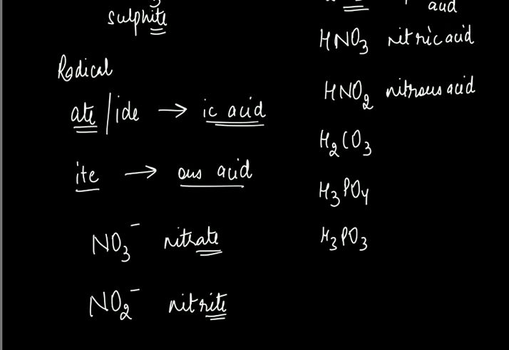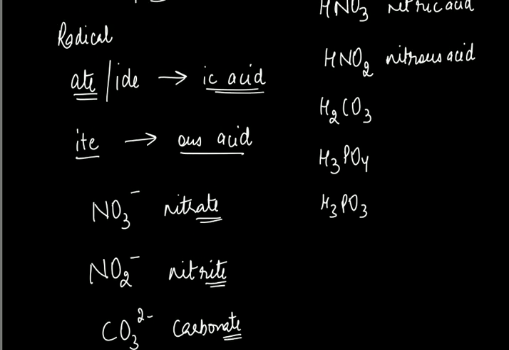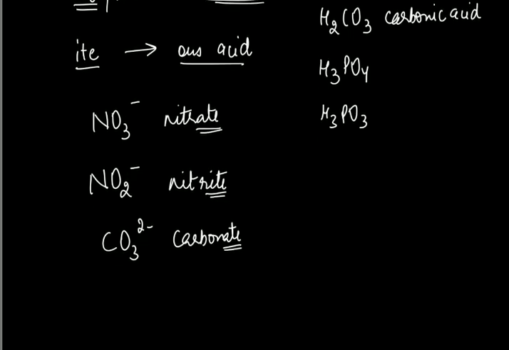Now we don't have any competition for this radical, CO3 2 minus ion. This is just carbonate. We do have bicarbonate, but we are not using it over here. So carbonate, CO3 2 minus, ate will end with carbonic acid.